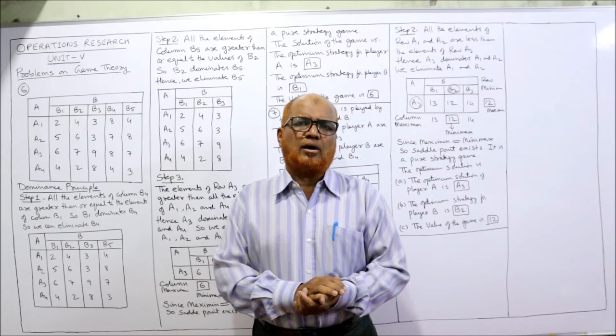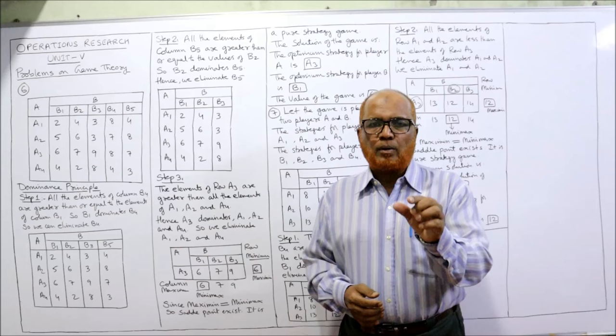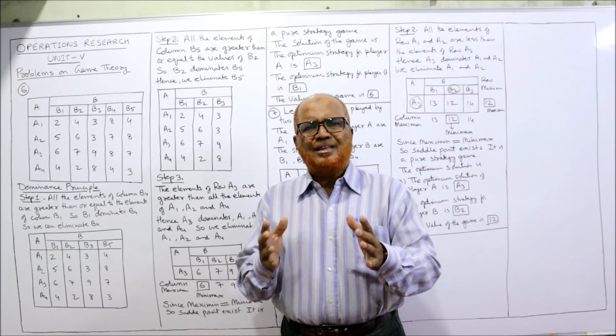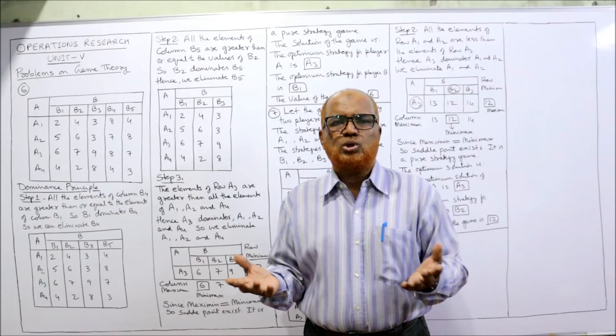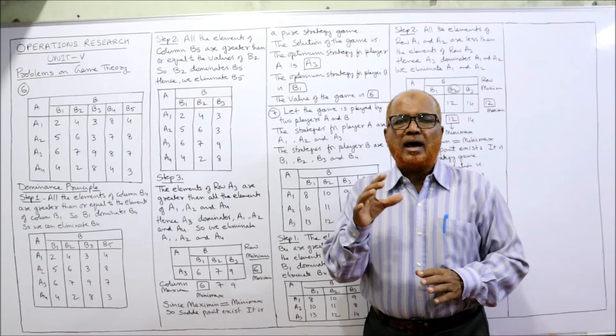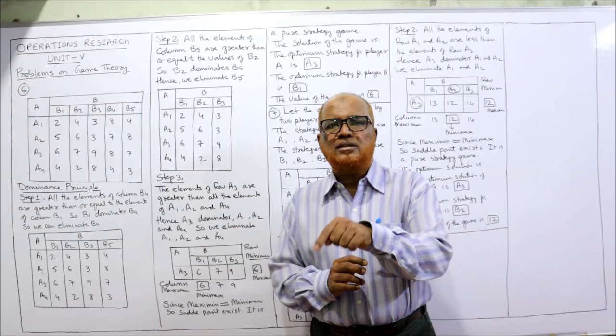So now in this video, I am going to explain 2 more problems with a new concept, the dominance property. If the problem specifically asks you to apply the dominance principle, then only you have to apply it. Otherwise, it is optional. You will get the answer. For example, if it is a pure strategy problem, by applying the dominance principle, we'll get the solution. Whereas if it's a mixed strategy problem, by applying the dominance property, the matrix will get reduced. Some of the rows and some of the columns can be eliminated by applying this dominance property.